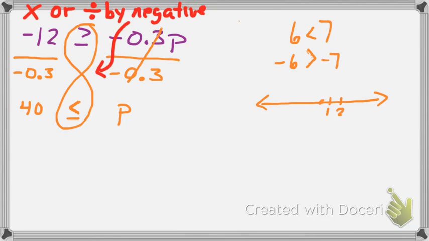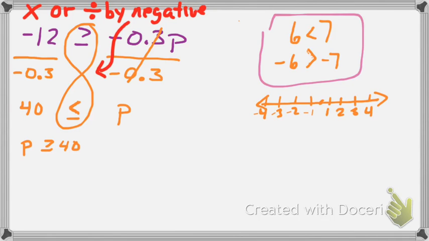To graph this, I would invert it just because I like to have that letter on the left side. I would change it to p is greater than or equal to 40. Just taking the whole inequality and reversing it. And then I would put my number line, solid circle, because it has the equal on the bottom, arrow to the right. All right.